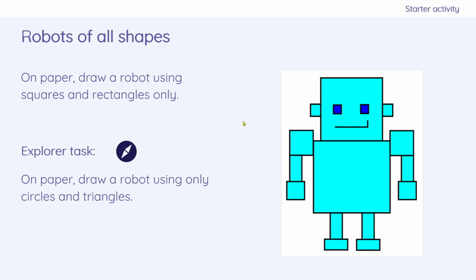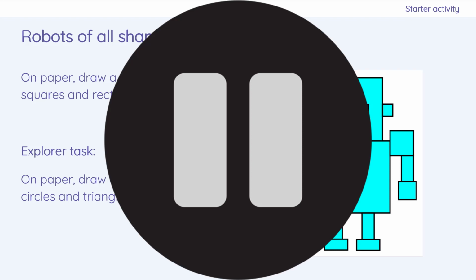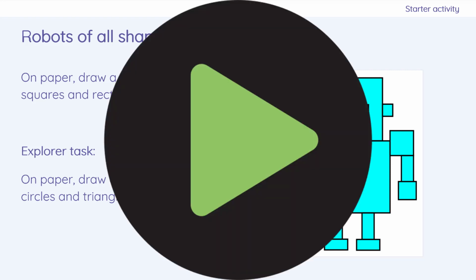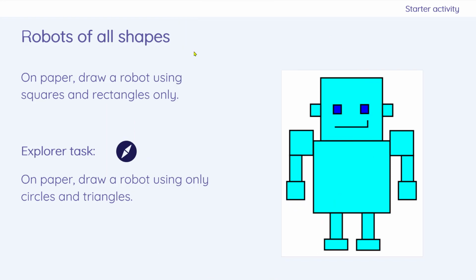Okay, pause the video in a moment, go away, grab a piece of paper and a pencil, no more than 5 minutes. Can you create an outline of a shape just using squares and rectangles that looks like a robot? You can save the robot that you have created now, and we will use this towards the end of the lesson. What are we going to do then?